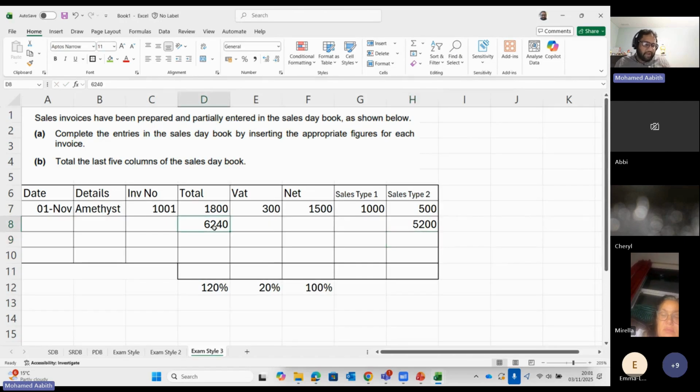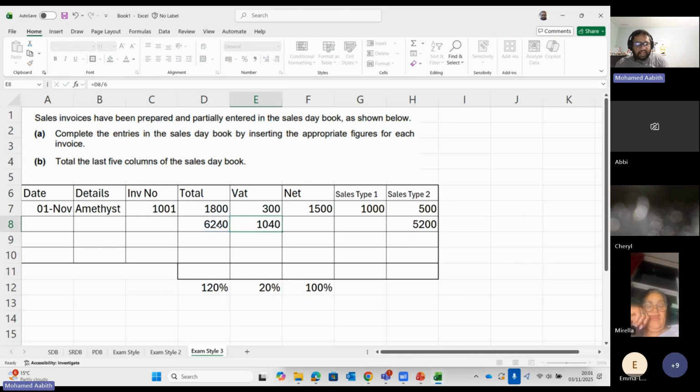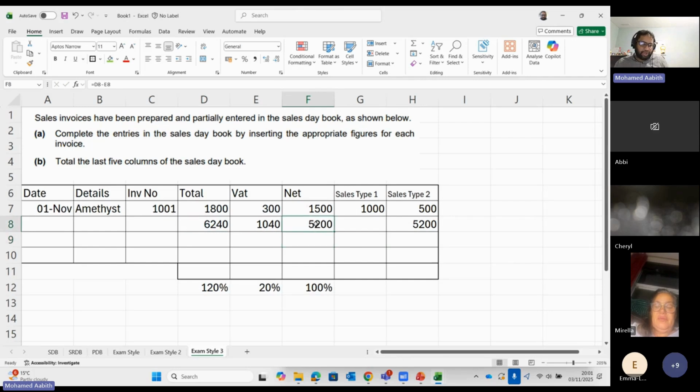If I know that is my total, to find the VAT, we're going to divide this number by 6. How much is going there? 1,040. How much is the net? You can do it two ways. One of them, this minus that, we're getting 5,200, or equal to that times 5, you get that same figure. Since that reconciles with that number, I don't need to worry about that because there's nothing for sales type 1. In Level 2, this is how they ask you the question. Very simplest way of doing it.